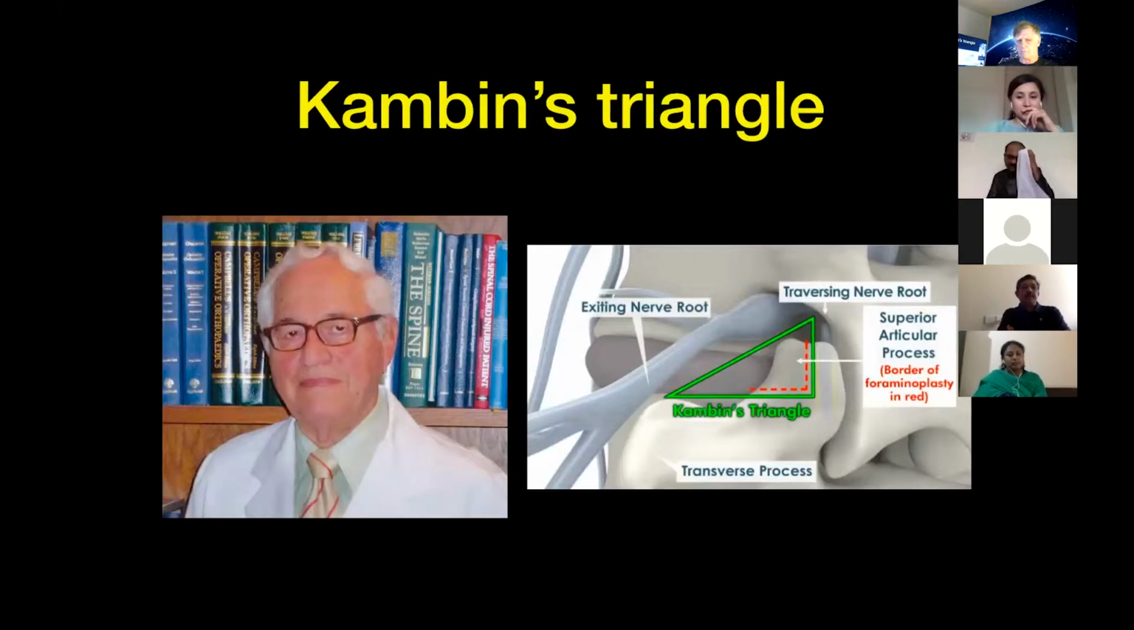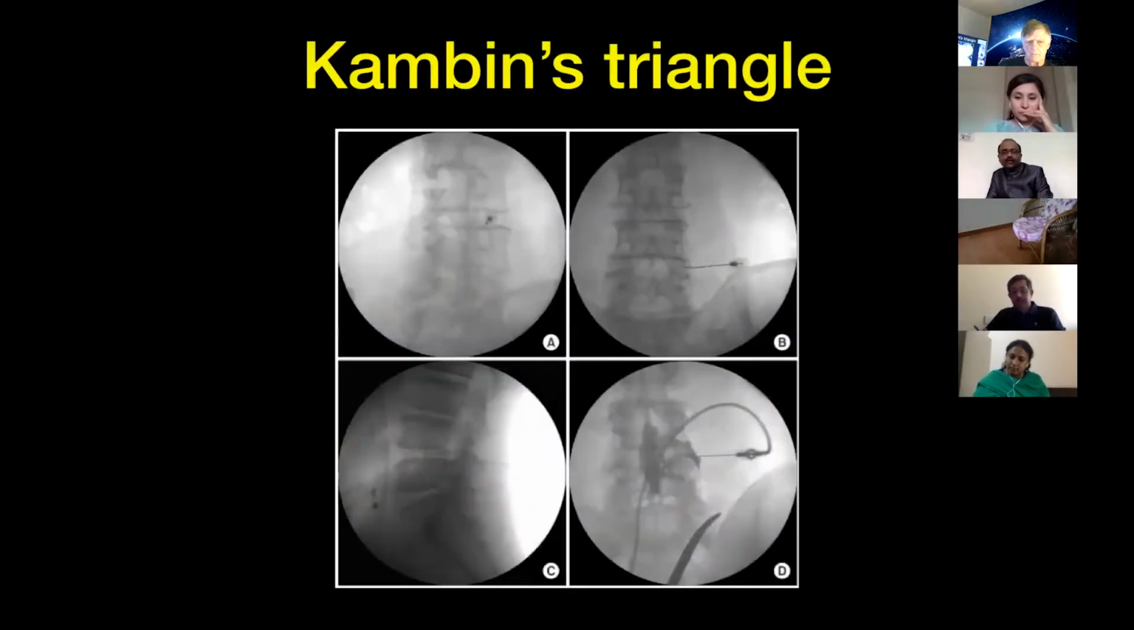So he is Professor Kambin, and he devised this triangle for safe entry of the needle. You can see the hypotenuse is formed by the exiting nerve root, the base is formed by the upper end plate of the lower vertebra, and the height is formed by the traversing nerve root or dura. Usually that is masked by the ascending facet. So this is the safest entry zone. You have to go away from the hypotenuse to reach the safest entry zone into the nucleus pulposus.